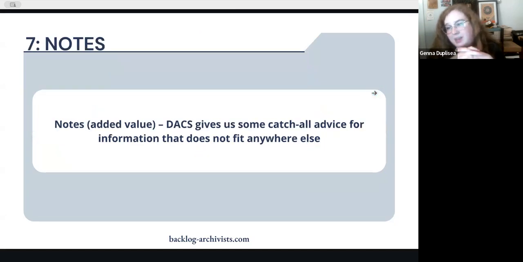And then of course, because this is archives, it's always miscellaneous information. So you can have just a notes field, and DACS gives us some advice for this catch-all element, what kind of information you can put here that doesn't quite fit anywhere else. Next slide, please.